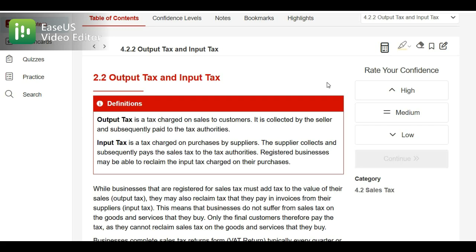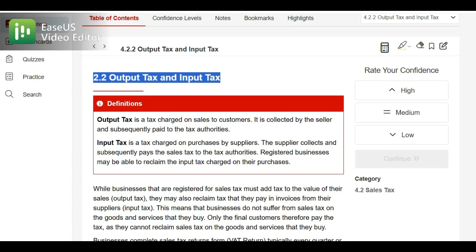Guys, welcome back, and this is our lecture number 27, and today we'll discuss output tax and input tax, right? You have to understand what output tax is and what input tax is, and we have discussed this in a previous lecture, that was 26.